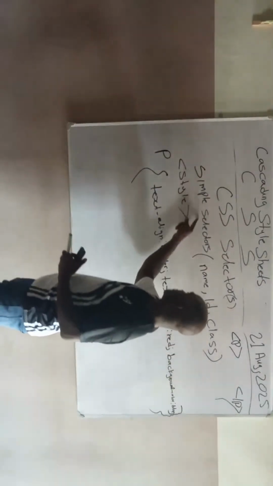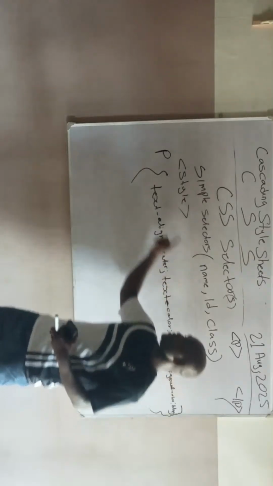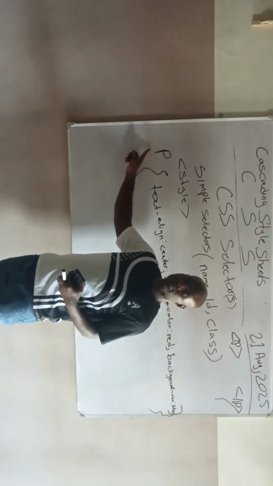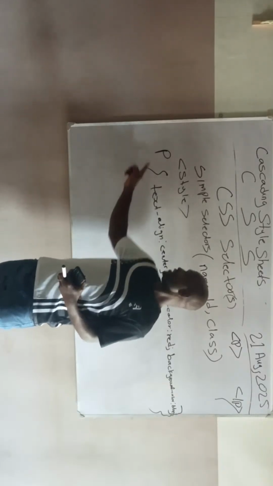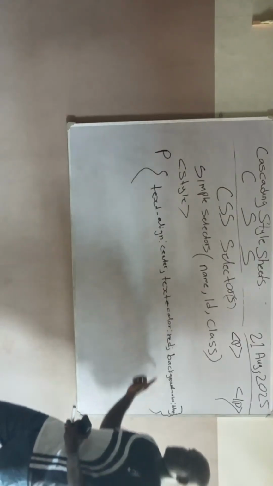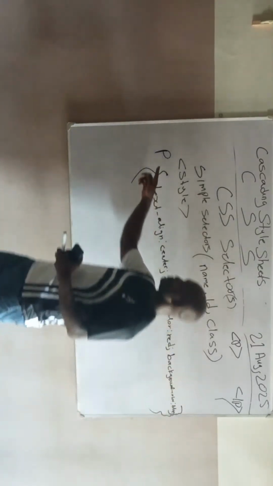So here, what next? Selecting, simple selector, selecting by what? Name. So this is the name. This is the selector. So this is the name of the element. And this is the declarations of what? Of the selector.